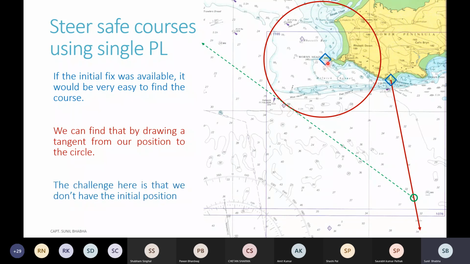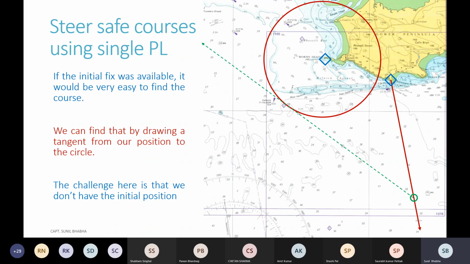But the challenge here is that we do not have the initial position given to us. What we have is this PL, and our position can be anywhere on this position line. Now, depending upon where our position is, the course is going to differ. If our position was somewhere here, the course would be like this. If our position was somewhere here, the course would go like this. And if our position was somewhere here, the course would be different.